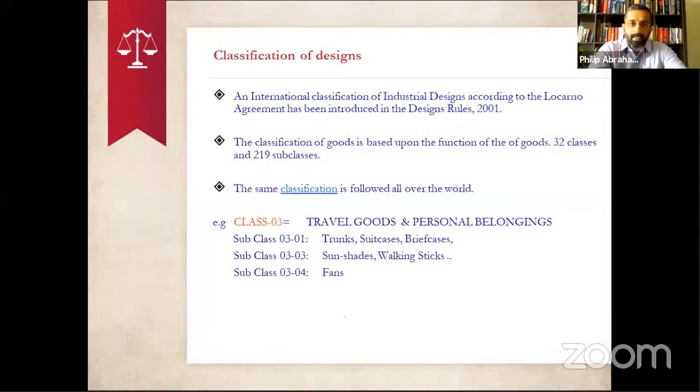Now, even under the Designs Act, the goods are divided into multiple classes. An international classification of industrial designs according to the Locarno agreement has been introduced in the Designs Rules 2001. The classification of goods is based upon the function of the goods. There are 32 classes and 219 subclasses. The same classification is followed all over the world. Example, Class 3 includes travel goods and personal belongings. Subclass 3.1 says trunks, suitcases, and briefcases. Subclass 3.3 says sunshades and walking sticks. And subclass 3.4 says fans.